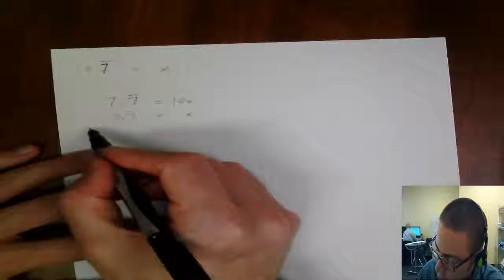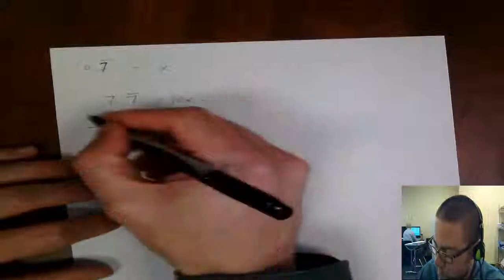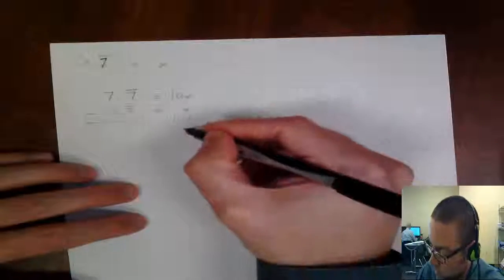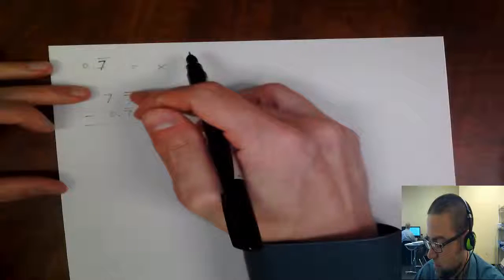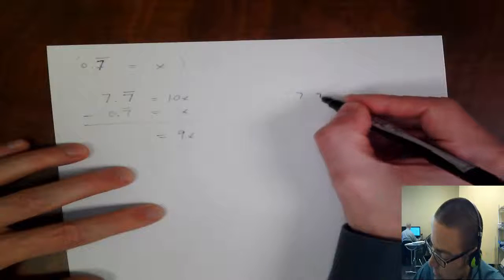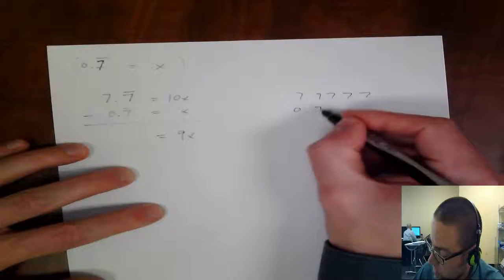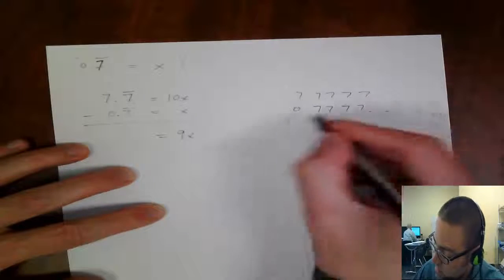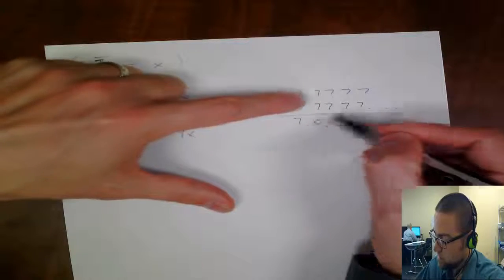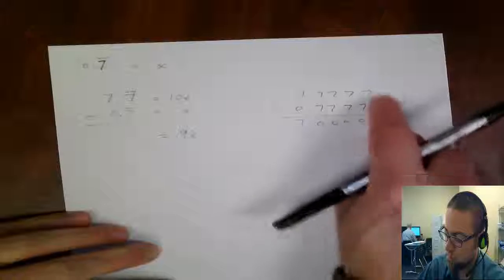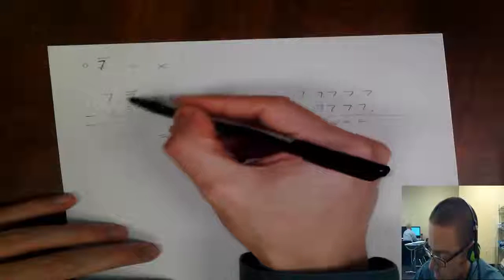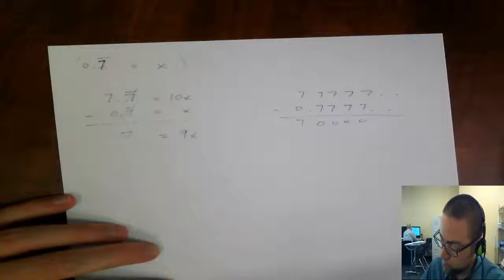And then what I do is something kind of funny. I'm going to subtract these two equations from each other. So I take this minus this and this minus this. So 10x minus 1x would be 9x. And 7.7 repeating minus 0.7 repeating. Well, you can see that if I had all these things repeating and all these things repeating, when I subtract them, 7 minus 0 is 7, and then 7 minus 7 is 0, 0, 0, and it would just continue. All these would cancel each other out to infinity. So all of these would cancel out with all of these. So this just becomes 7.